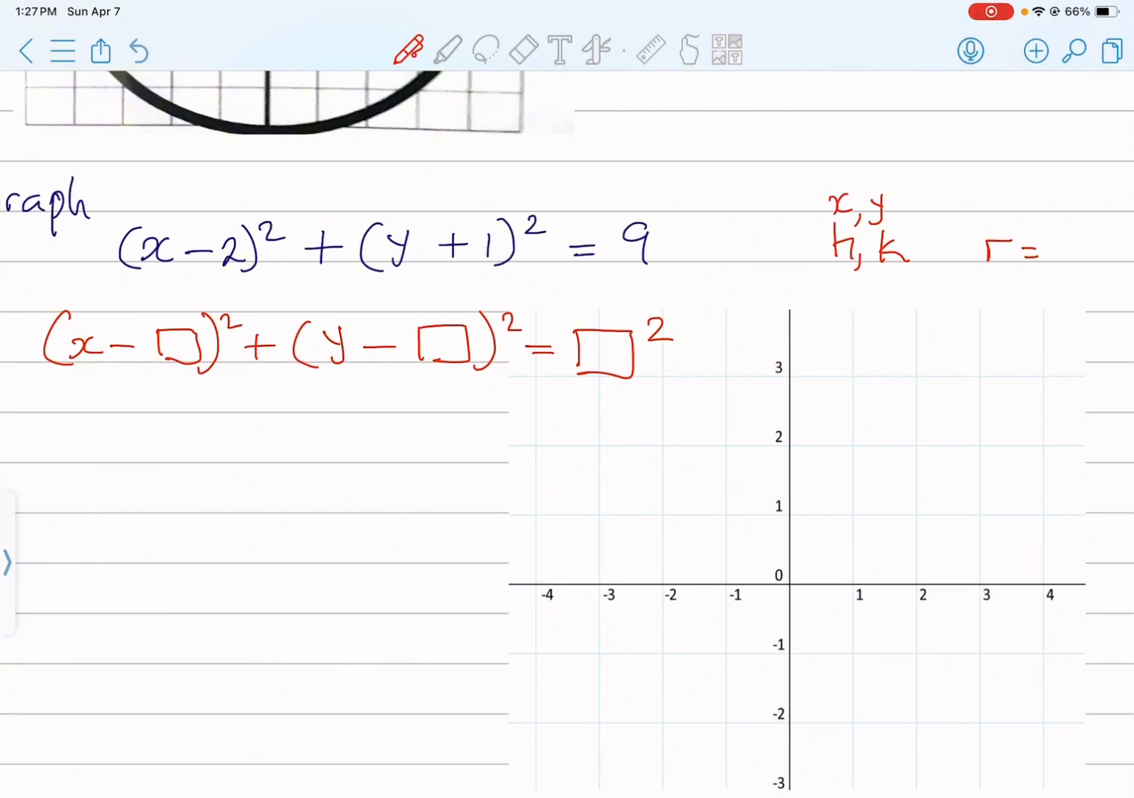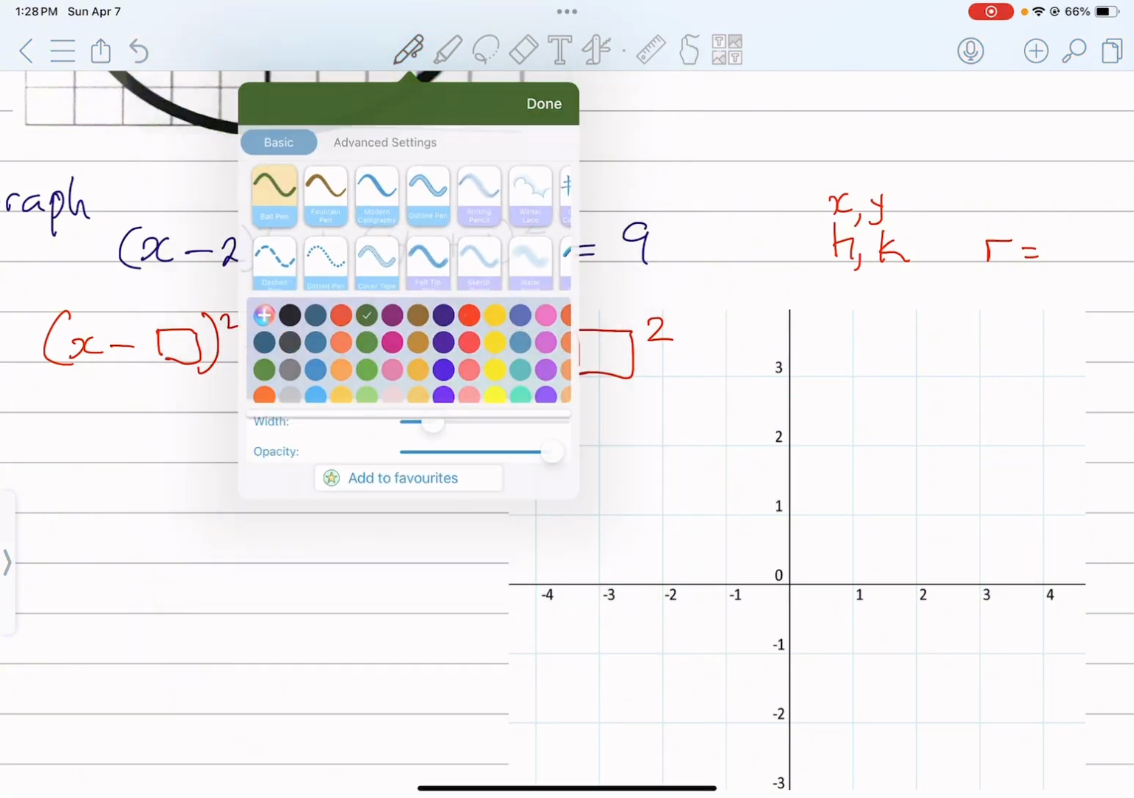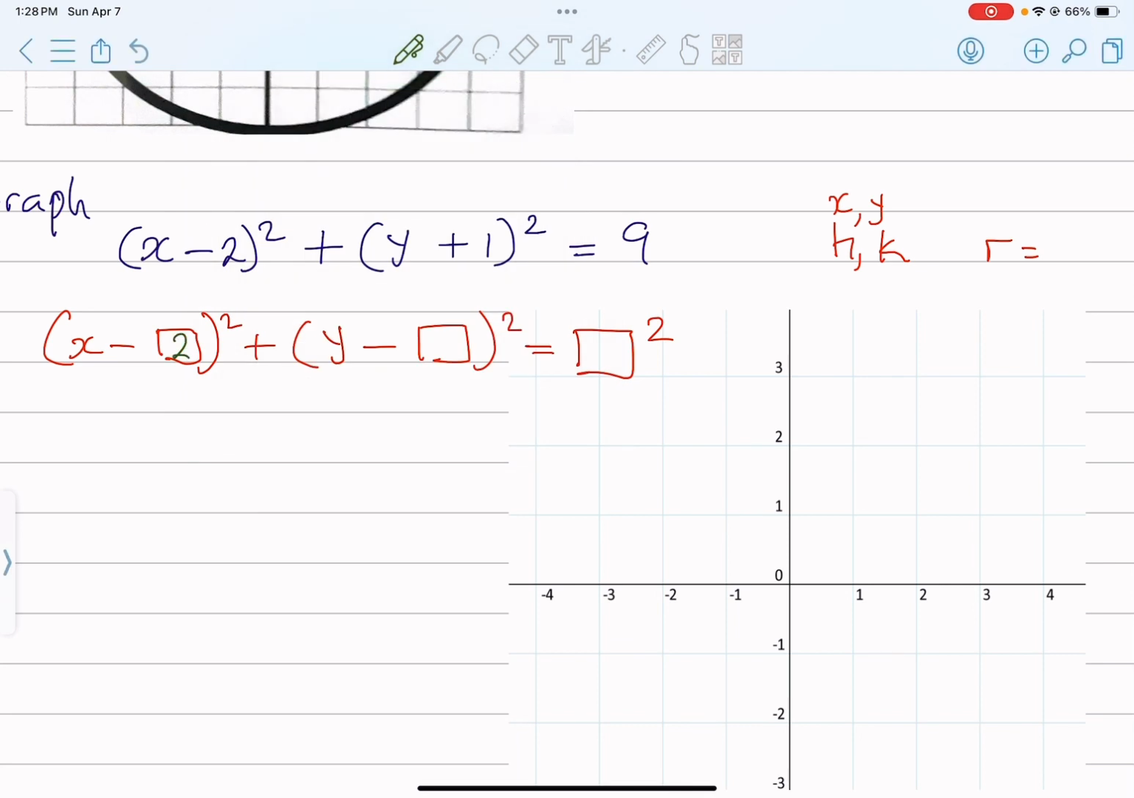Now, look at this. X minus. Let me change the color. What goes in this box? 2. Now, look at this one. The cheat code said you have to have a minus next to your y, but when you check the question, you see a plus here. So what can you do? You can write it as minus minus 1. It's still the same question because negative times negative will give you positive. Remember that.